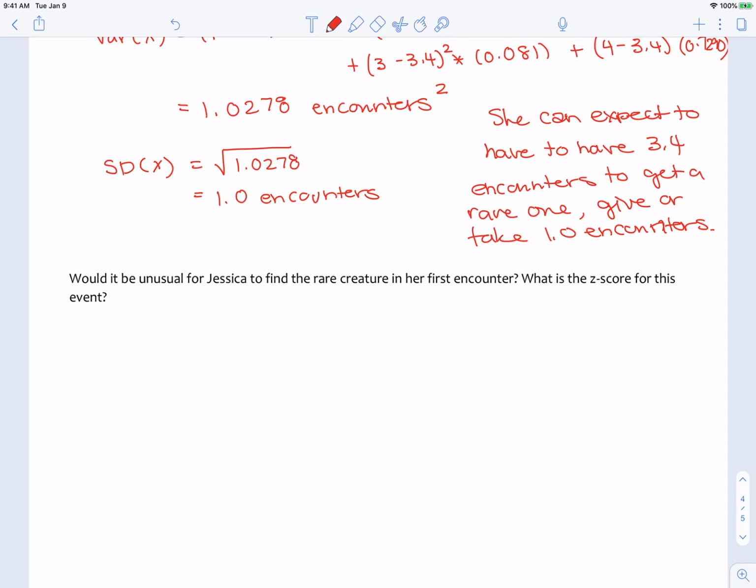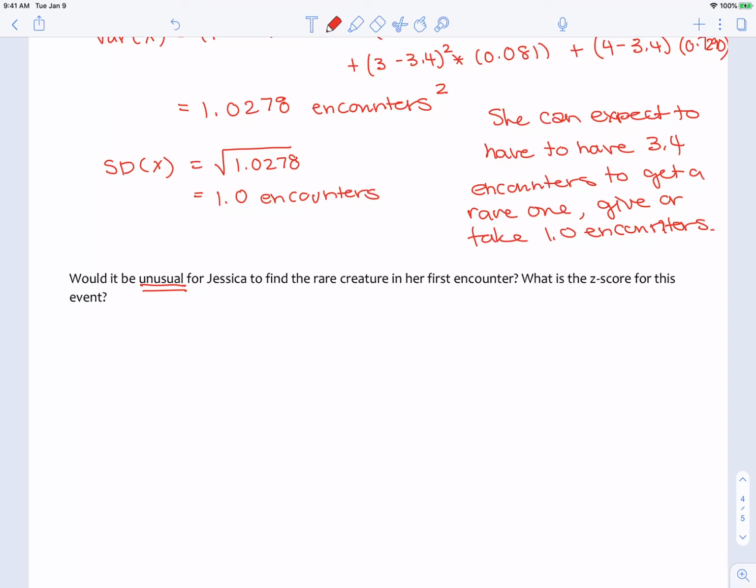Would it be unusual for Jessica to find the rare creature in her first encounter? What is the Z-score for this event? All right, so remember, if we are trying to find unusual, that means we're looking for Z-scores. A Z-score tells us how many standard deviations the data value is from the mean in our distribution. And a random variable is a distribution, right? It's showing our possible outcomes.